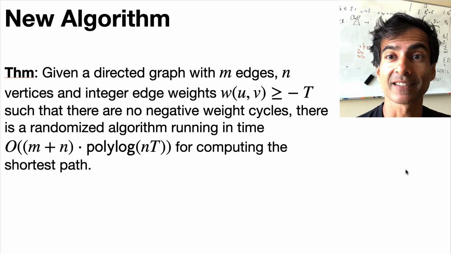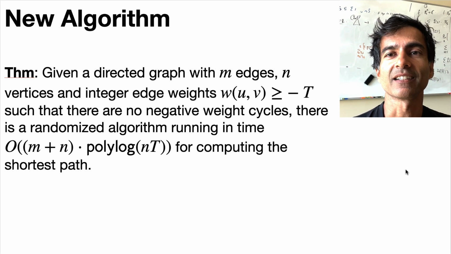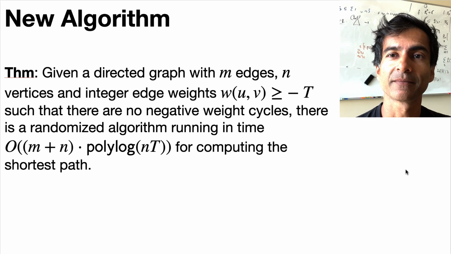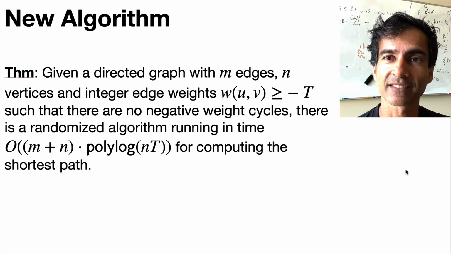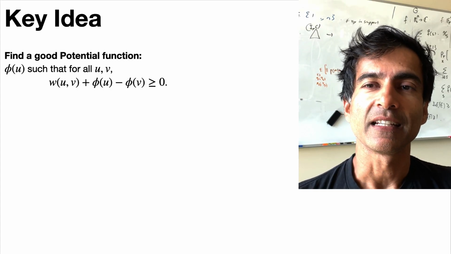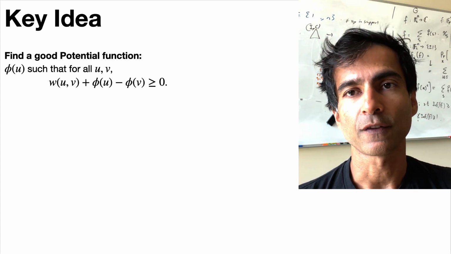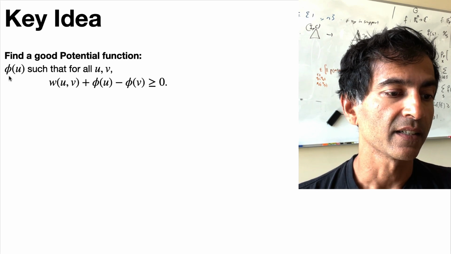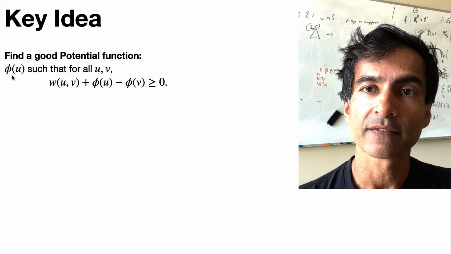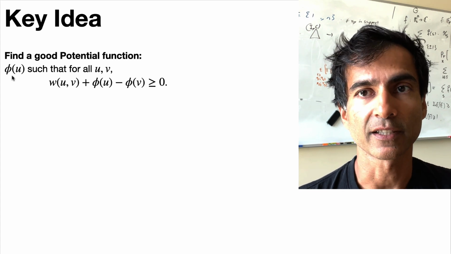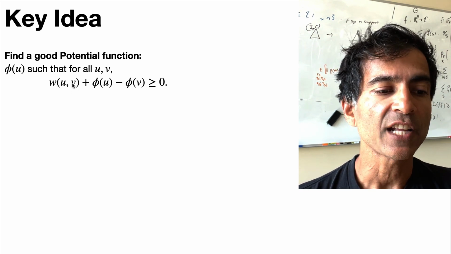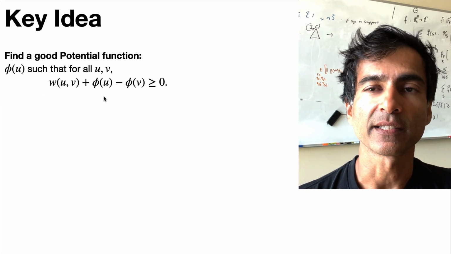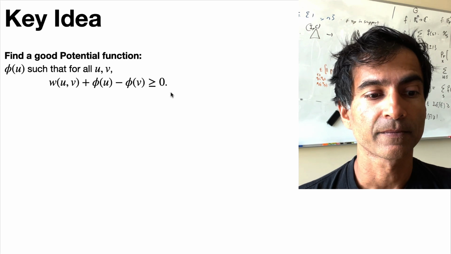One interesting fact about this algorithm is it's a randomized algorithm, and I think it would be very interesting to find a deterministic algorithm that achieves the same parameters using similar ideas. An extremely useful idea is that it's enough to find a potential function on the vertices of the graph with the following nice property. Suppose we could find a function phi of all the vertices of the graph that maps each vertex to a real number, such that for every edge uv of the graph, we have this inequality, that the weight of the edge plus phi of u minus phi of v is greater than or equal to 0.